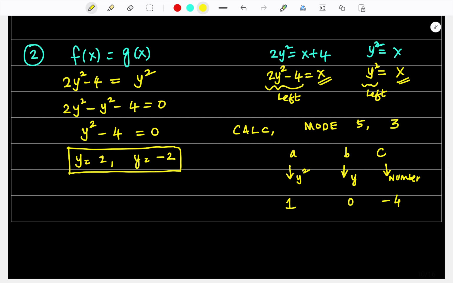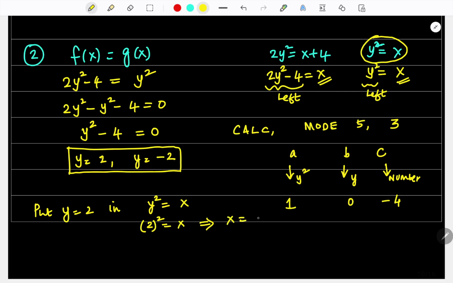So now let's talk about this one. What about the x value? So you're going to get the x value, right? Take any one equation, whichever is the easiest equation. So put y equal to 2 in y square equals x. I put y equals 2, I get x is equal to how much? 4. So which implies, what is my point? x is equal to 4 and y is equal to 2.